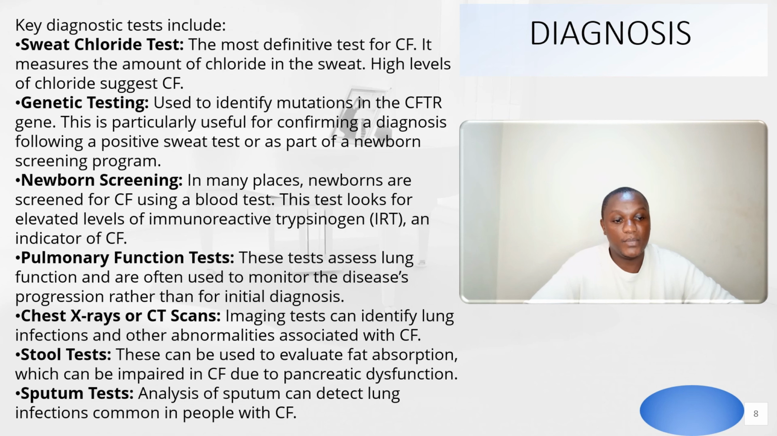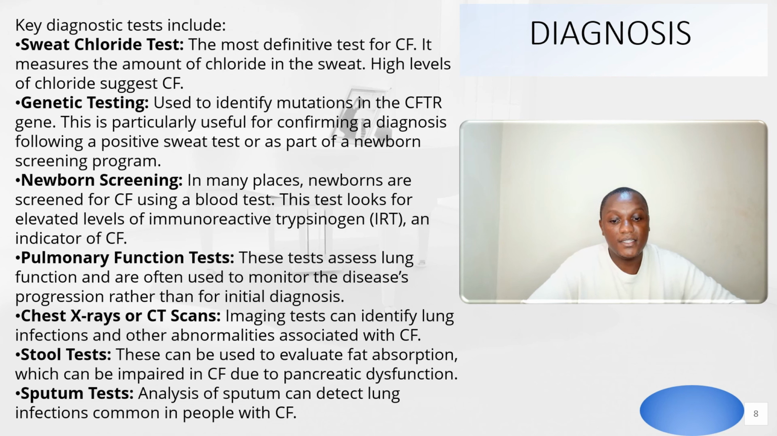This is particularly useful for confirming a diagnosis following a positive sweat test, all as part of the newborn screening program. So in newborn screening, in many places, newborns are screened for cystic fibrosis using a blood test. This looks for elevated levels of immunoreactive trypsinogen, IRT, an indicator of cystic fibrosis.